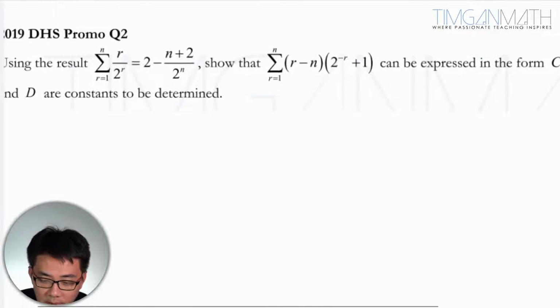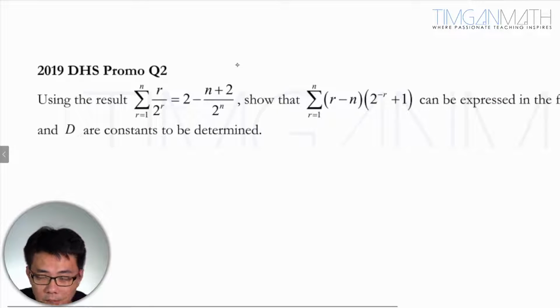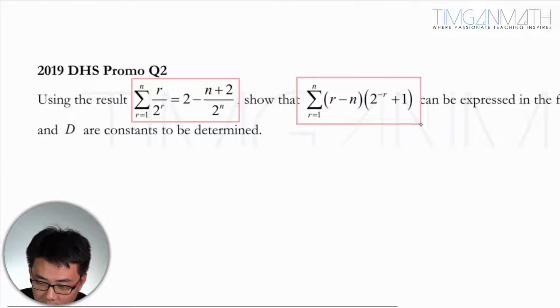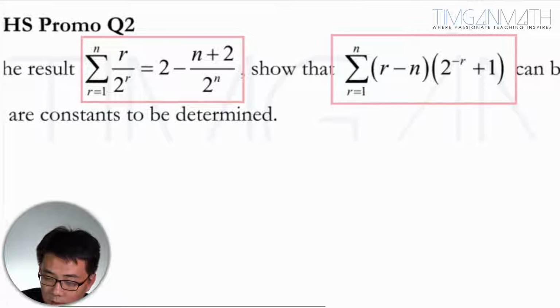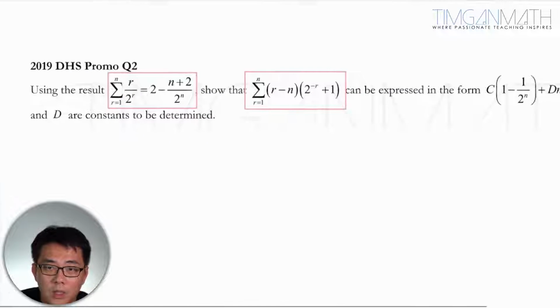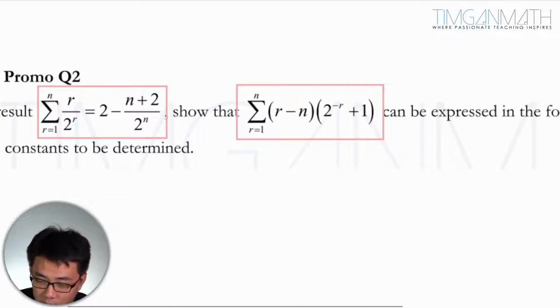Don't get too intimidated by it. In this case, you are given this result here. Show that this can be expressed in this form. When you see this form, it cannot be a method of difference. This one is definitely not a method of difference, because there's no difference between the terms.